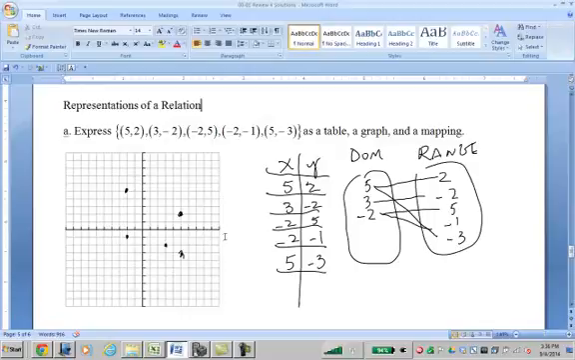This is a discrete graph. The points are not connected by a continuous line, and as you can see, this is not a function.